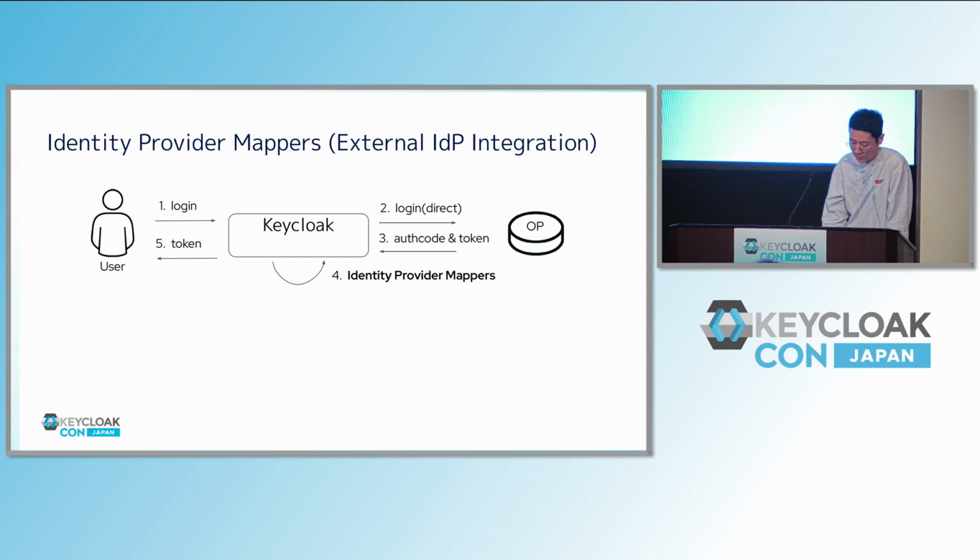When you add an identity provider in Keycloak, several identity provider mappers are automatically configured by default, like user federation mappers. These serve as initial mappings to convert standard claims from OpenID Connect or SAML into Keycloak user attributes.